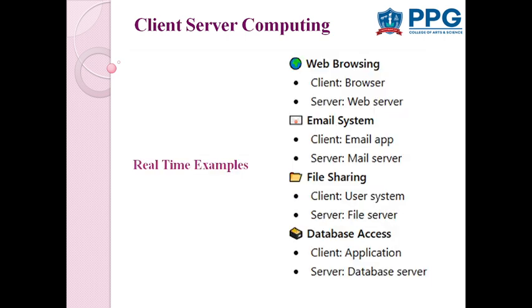Next one is real-time examples of client-server computing. First one is web browsing. Here, client acts as a browser, server as a web server. Then next one is an email system. Client as an email app, then server is a mail server. File sharing system here. User system is a client and then file server is a server. Database access. Here, client acts as an application, server acts as a database server.